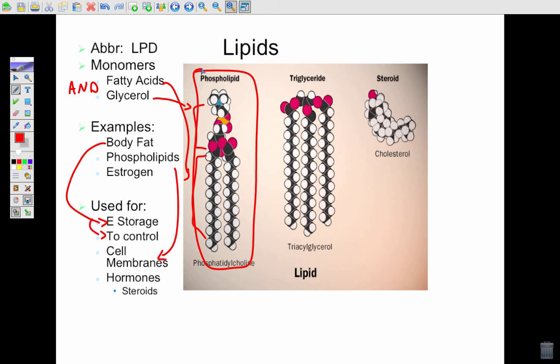Hormones, steroid hormones at least, are made of lipids. Okay, and that's really important for them because steroid hormones can pass directly through the cell membrane because they're made of the same thing. Okay, so that's lipids.